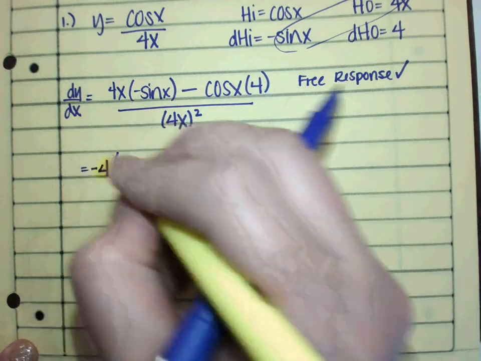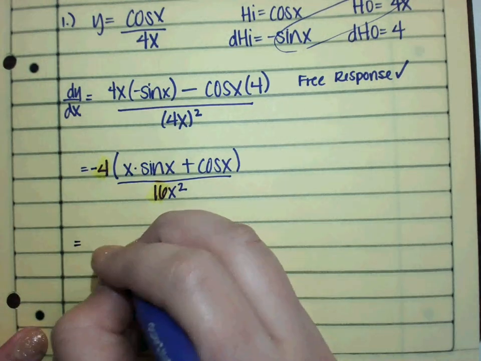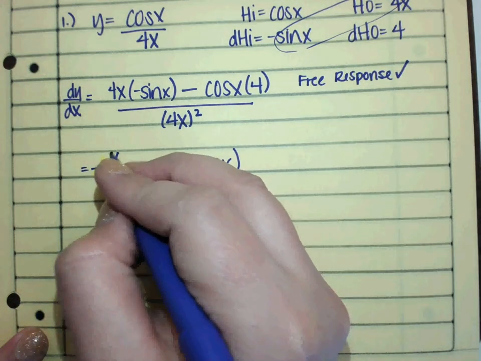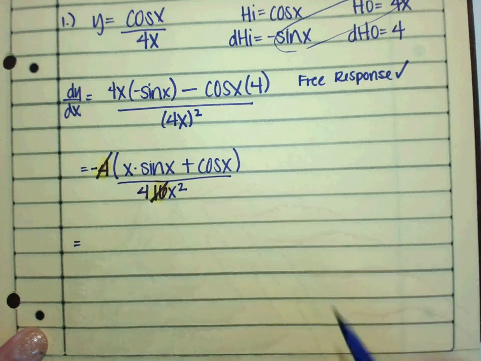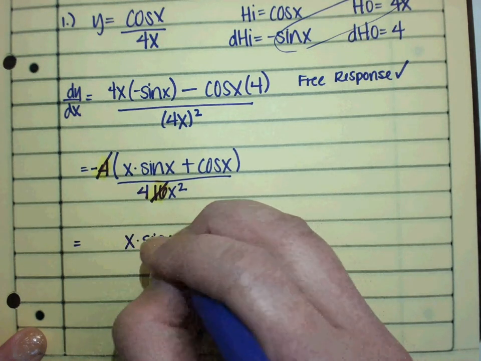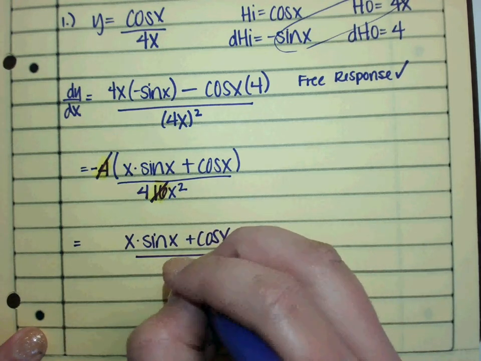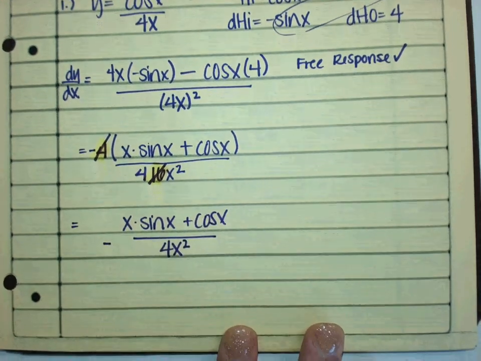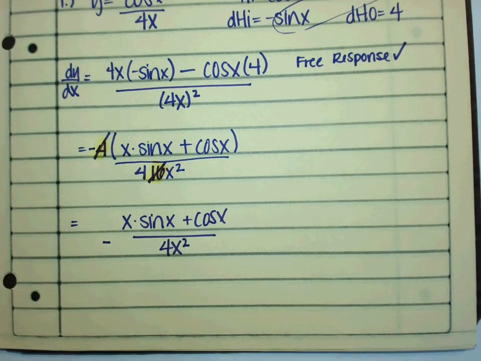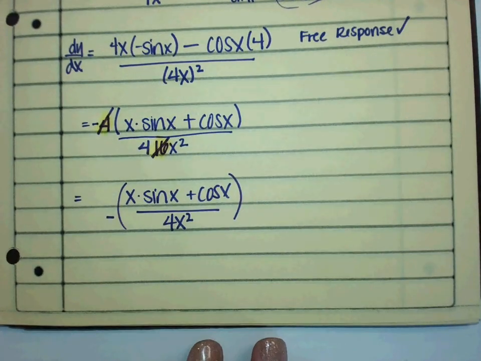So if I think about 4 and 16, well 16 is 4 times 4. One of those 4s is going to cross out. So my final answer would be this would just go away. That would cross out and turn into a 4. So I would have x sine x plus cosine x divided by 4x squared, negative in the front. What would happen to the negative? The negative is just kind of like outside. It applies still to the front.